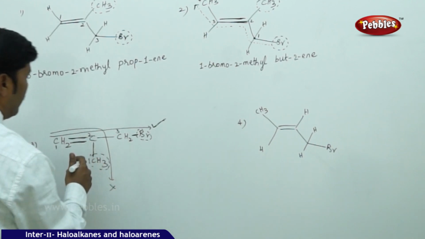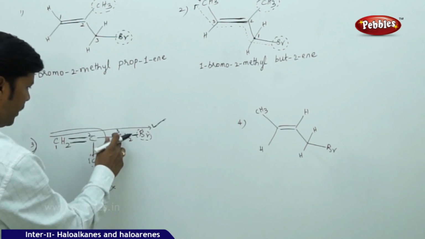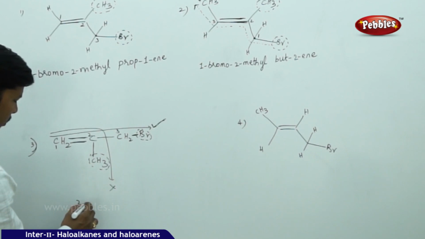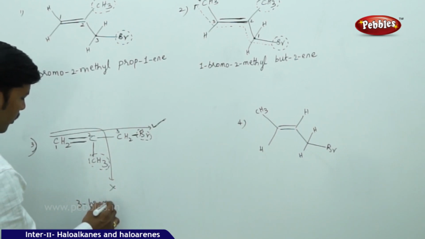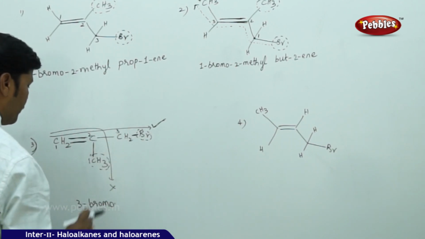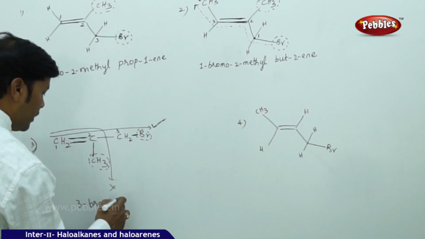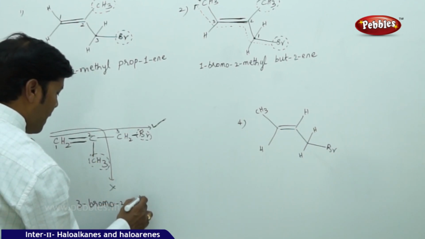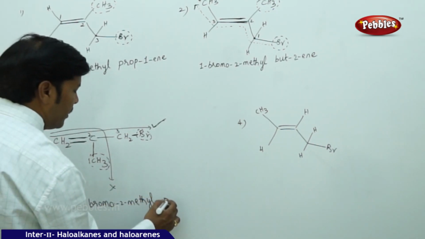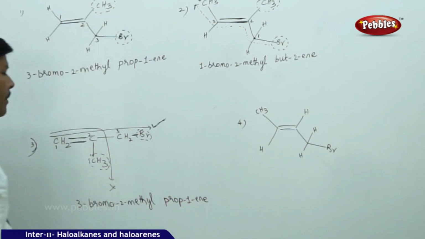So now if I want to write the IUPAC name for this particular case, the longest chain is 3, but at the third carbon the bromo group is substituted, which is a substituent. So 3-bromo, then the longest chain is 3, and at the second position you have a methyl group. So 2-methyl. The double bond is immediately after the first carbon, so we can simply say prop-1-ene is the IUPAC name for this given compound.